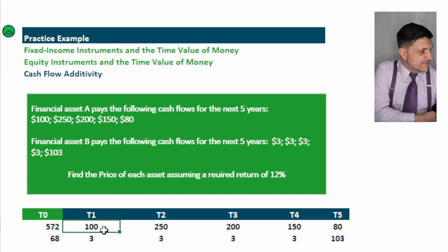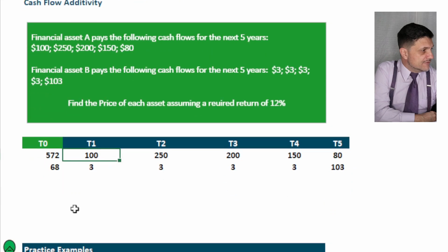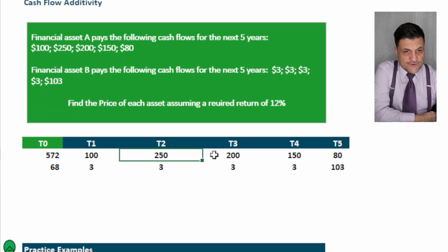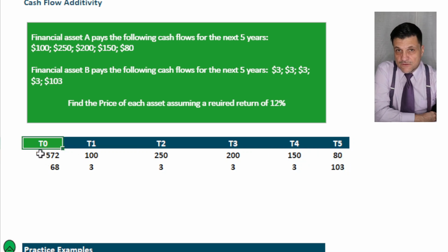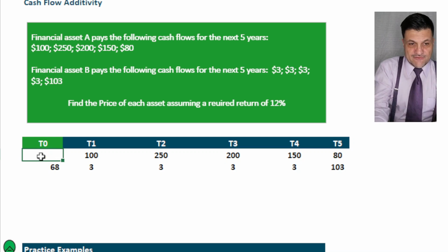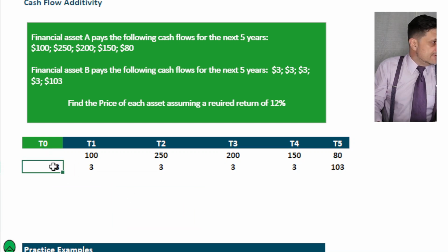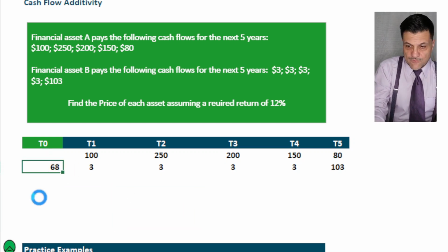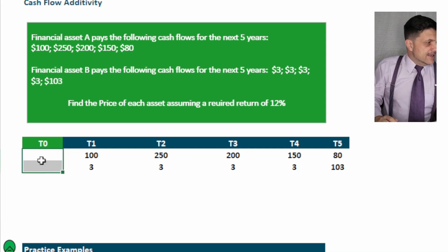Now, I put it here for you. Look at that. The first instrument, it's 100, 250, 200, 150, and 80. I need to know at T0 how much I should pay. So here I'm using the net present value. I'm going to erase and do it with you.